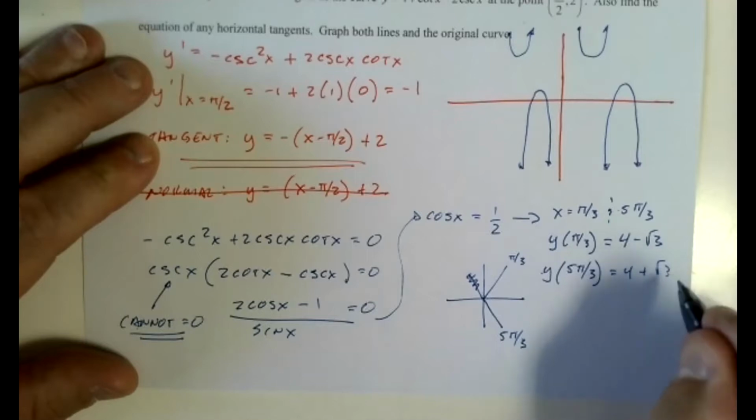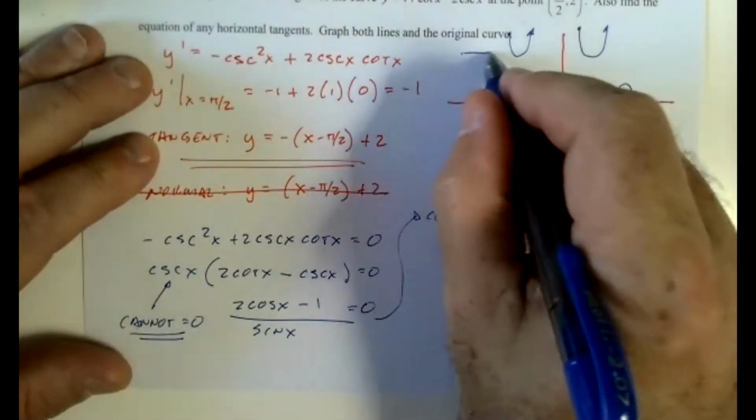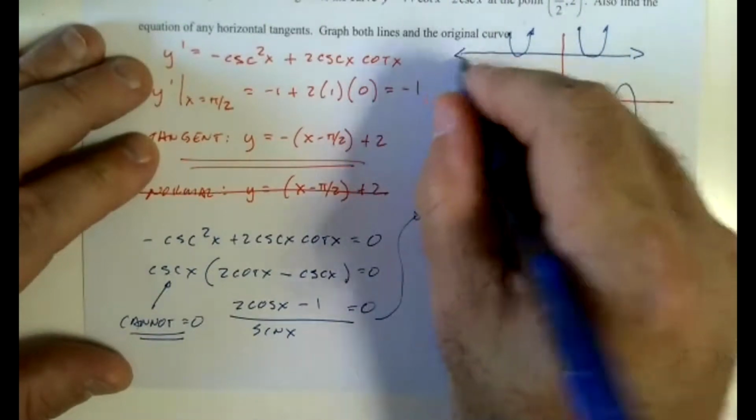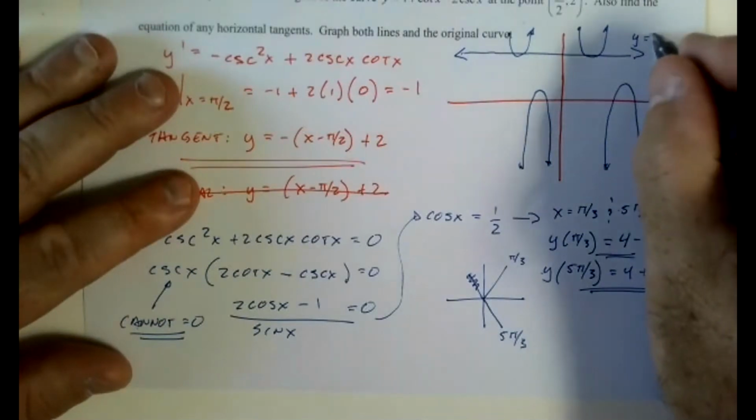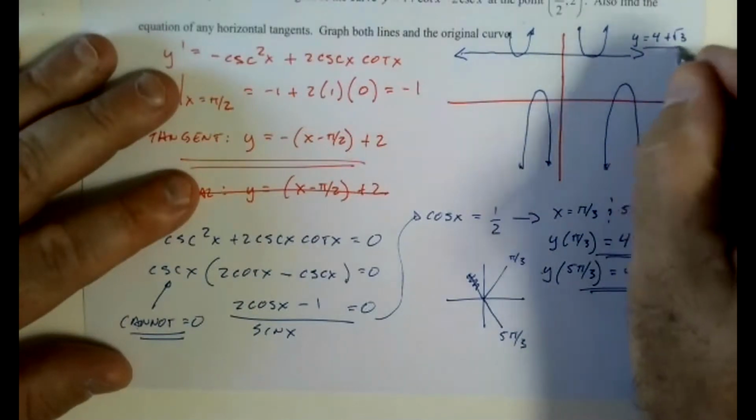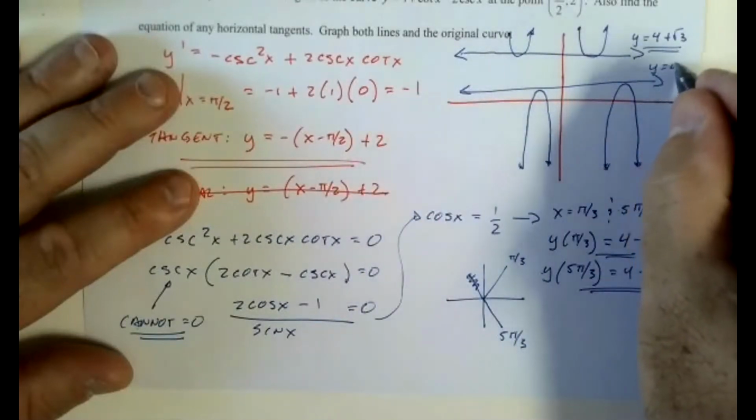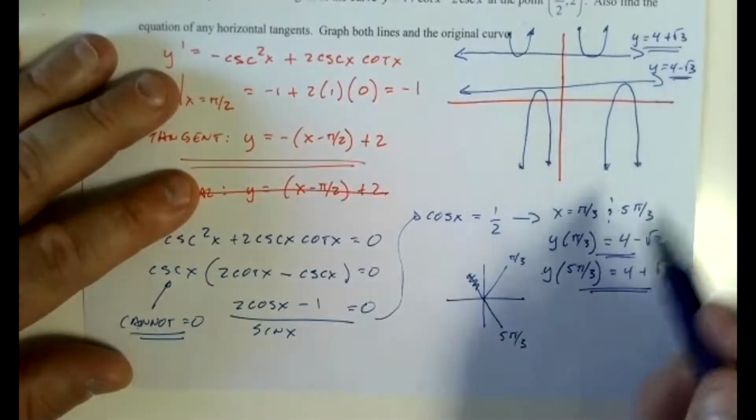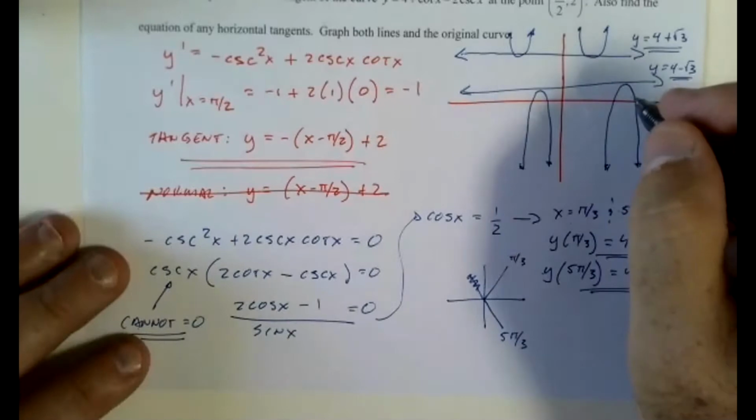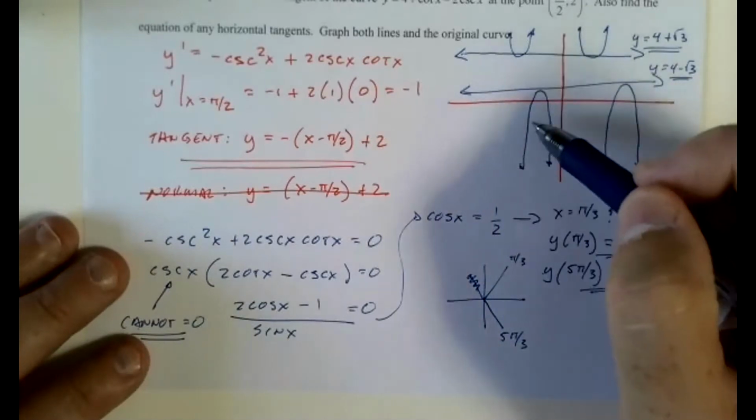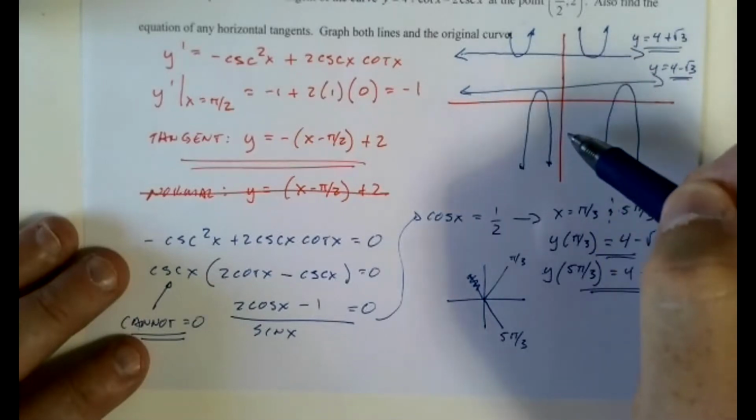I guess that makes some degree of sense. So this would be y equals 4 plus root 3. And this would be y equals 4 minus root 3. Cool. Oh, yeah, and the other point was like, yeah, I didn't graph this quite right.